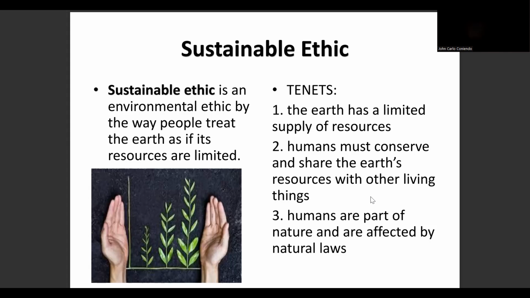And lastly, humans are part of nature and are affected by natural laws. Whatever we throw into nature tends to come back. Remember karma? Whatever we throw into the universe is brought back to us. So if we try to destroy our environment, the possibility is that the environment could also take some sort of revenge on us. As of the moment, we're experiencing global warming, with too much heat coming from the sun being trapped here on Earth in the atmosphere and unable to escape. So, remember tenet number three, we are all affected by natural laws.